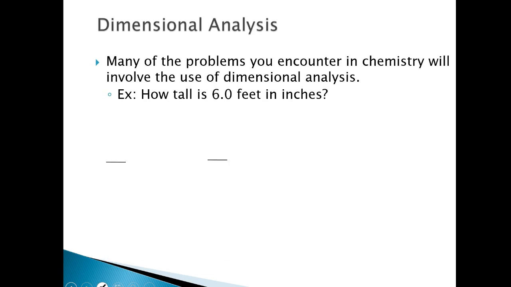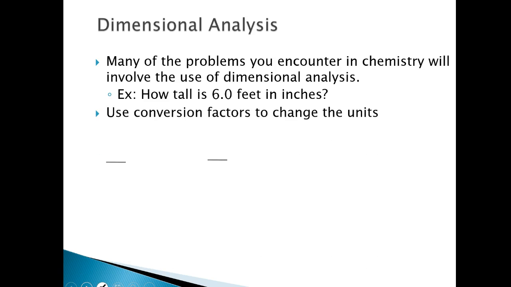Okay, so for example, many of the problems that you encounter in chemistry are going to have this dimensional analysis going on. I'm going to start simple. So how tall is 6 feet in inches? So that's how tall I am. So if I wanted to find out how tall I am in inches, I know you know how to use a calculator and figure this out. I know that. Okay, or you can even do it without a calculator if you remember your times tables. But I want to show you the process with something simple that you already understand so that you can use that process when you run into something you won't understand.